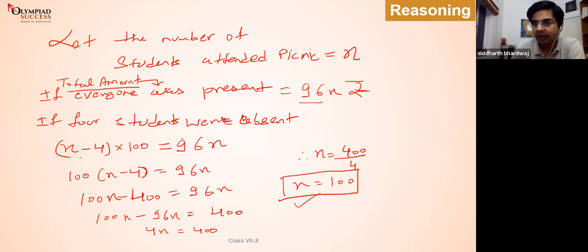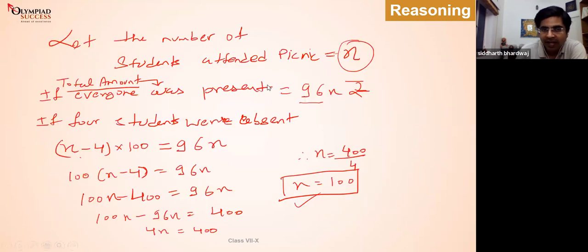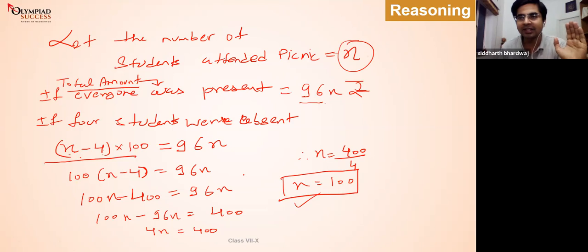Now on the day of the picnic, 4 students were absent. So the number of students present would be x minus 4. Now everybody had to spend 4 rupees extra. So if x minus 4 students are present, everybody has to spend 4 rupees extra. That means they wanted to spend 96, now they have to spend 100 rupees. This is the total amount that they will spend. They are not compromising on the total amount; they are spending the exact amount that they wanted to spend. This should be equal to the original amount if everybody was present, that would be 96x.